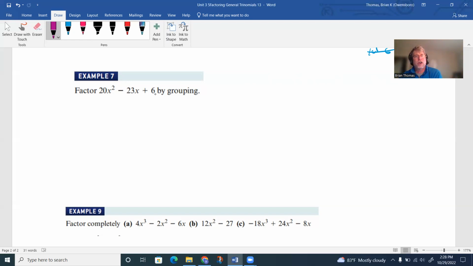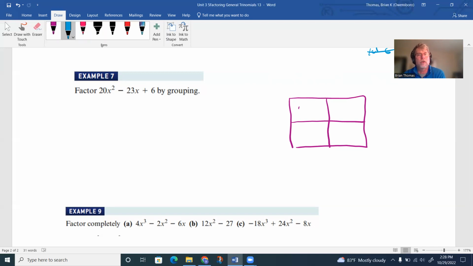Now, since the quadratic term has a coefficient that's a 20, we have a little bit extra work to do. So when I draw my box as an organizer, a grouping way, my quadratic term is the 20x squared. It's going to go on the top left.